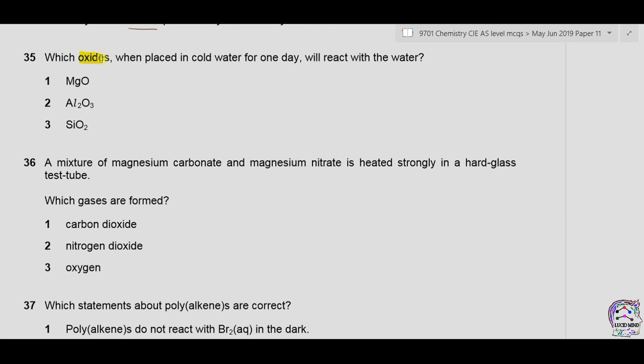Question number 35. Which oxides when placed in cold water for 1 day will react with water? First is magnesium oxide, and we know that magnesium oxide reaction with cold water is very slow and it will form magnesium hydroxide eventually. Second is aluminum oxide. This one is insoluble in water. Third is silicon dioxide. Again, this does not dissolve or react with water. So only option 1 is correct, so therefore answer is D.